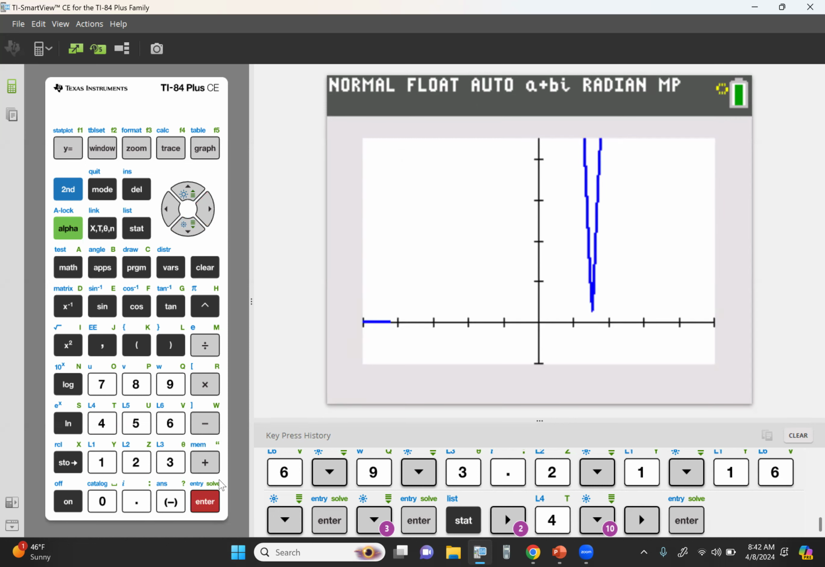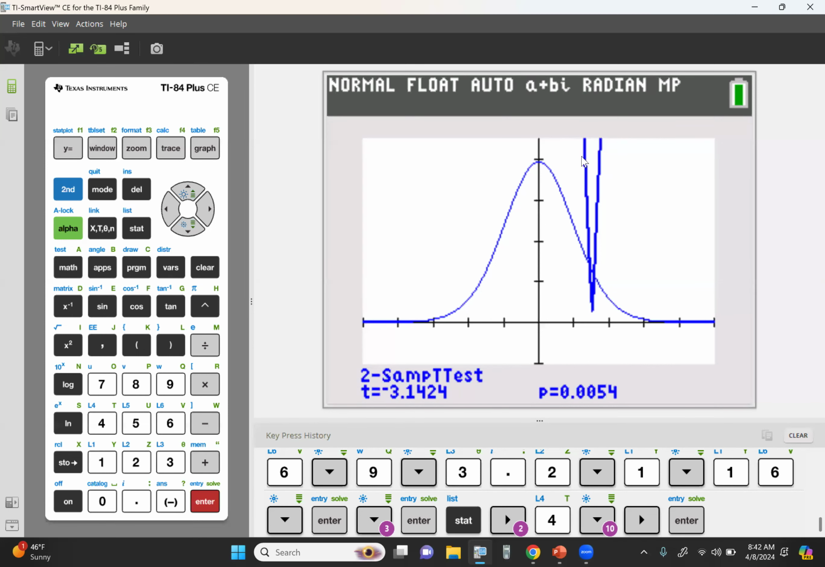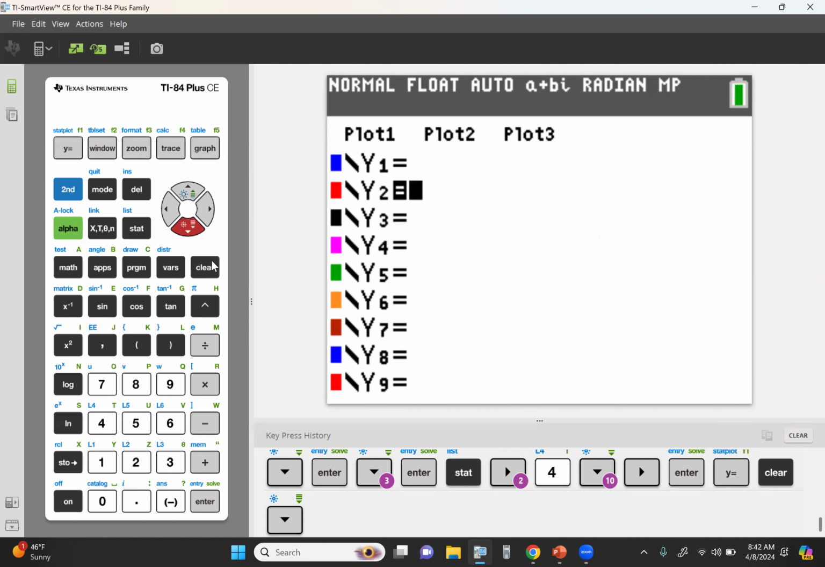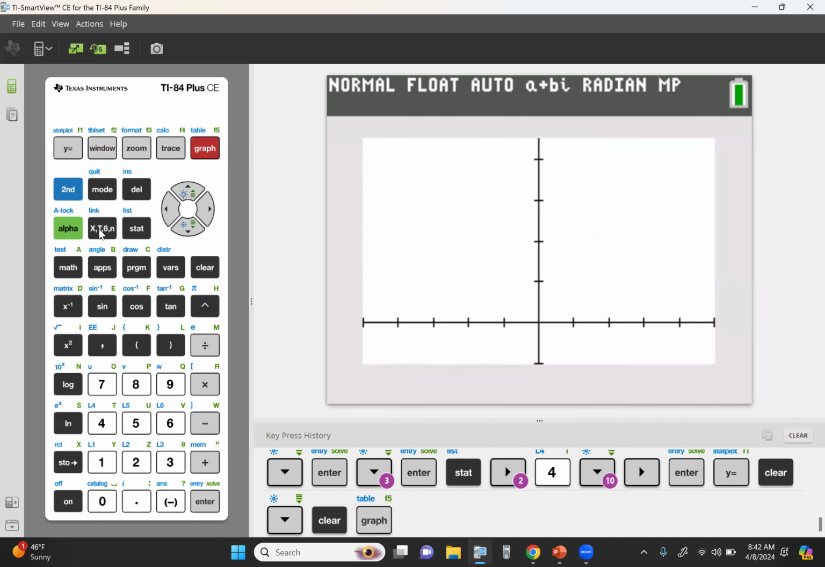Oh, and I still have something in my y equals. Here it goes. And it should show me the area in the 2 tails, which you can hardly even see. It gives you the t value and the p value, and that's this thing right here. That's because I did clear out my y equals. That is an absolute value. All right. Okie dokie.